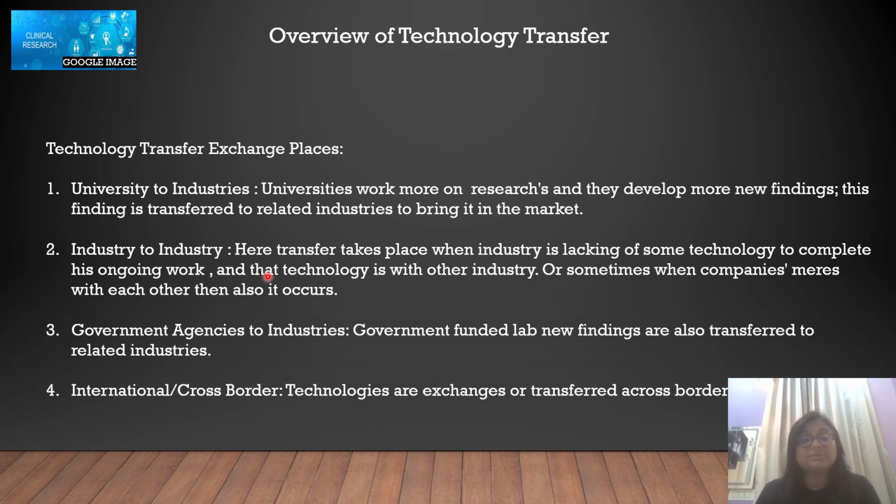Second, industry to industry. Here transfer takes place when an industry is lacking some technology to complete its ongoing work. Say an industry has made some bicycle or motorcycle and there is some technology it wants but does not have the information about. Or if someone else has patented that information, it will go to that other industry which has the patent and ask permission, and on certain terms and conditions it will be transferred to that industry.